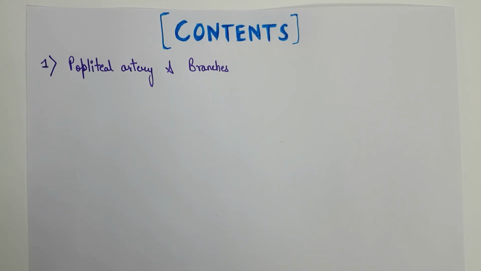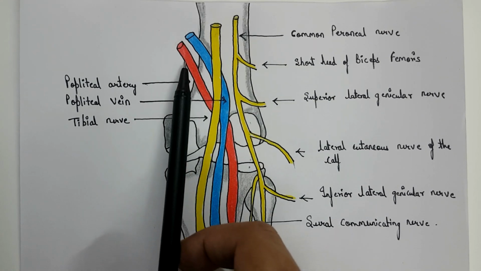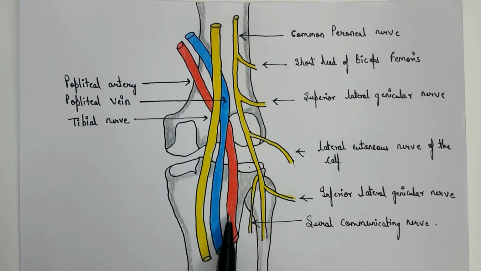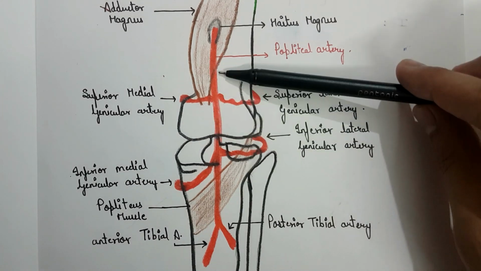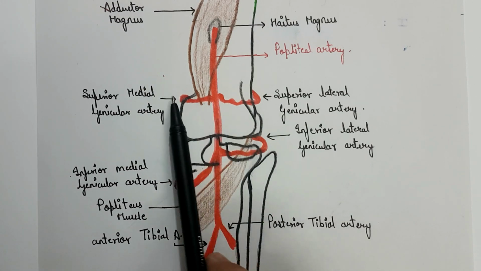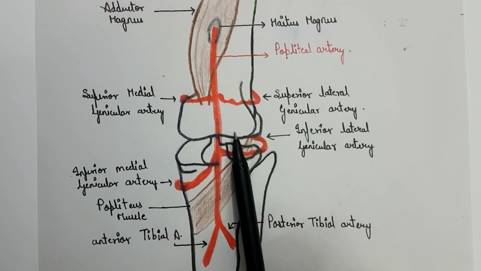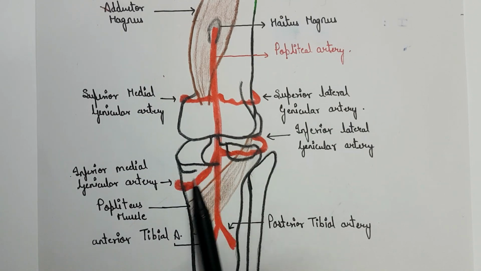First, we have the popliteal artery and its branches. This is a diagram representing the arrangement of main nerves and vessels in the popliteal fossa. And you guys could easily see that the popliteal artery is situated in the deepermost part, that is this one. In the popliteal fossa, the popliteal artery gives many branches, that is the superior lateral genicular artery, the superior medial genicular artery, and there is also a middle genicular artery. Then we have the inferior lateral genicular artery, and finally we have the inferior medial genicular artery.